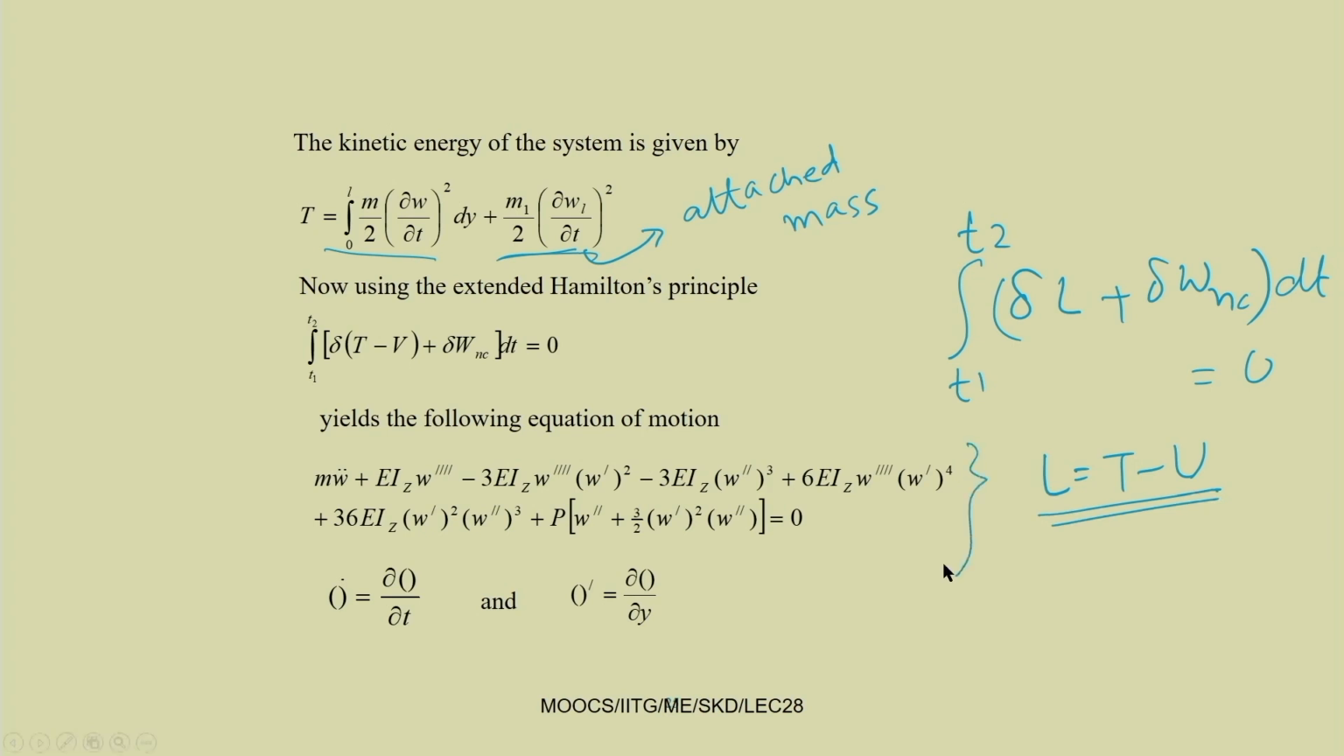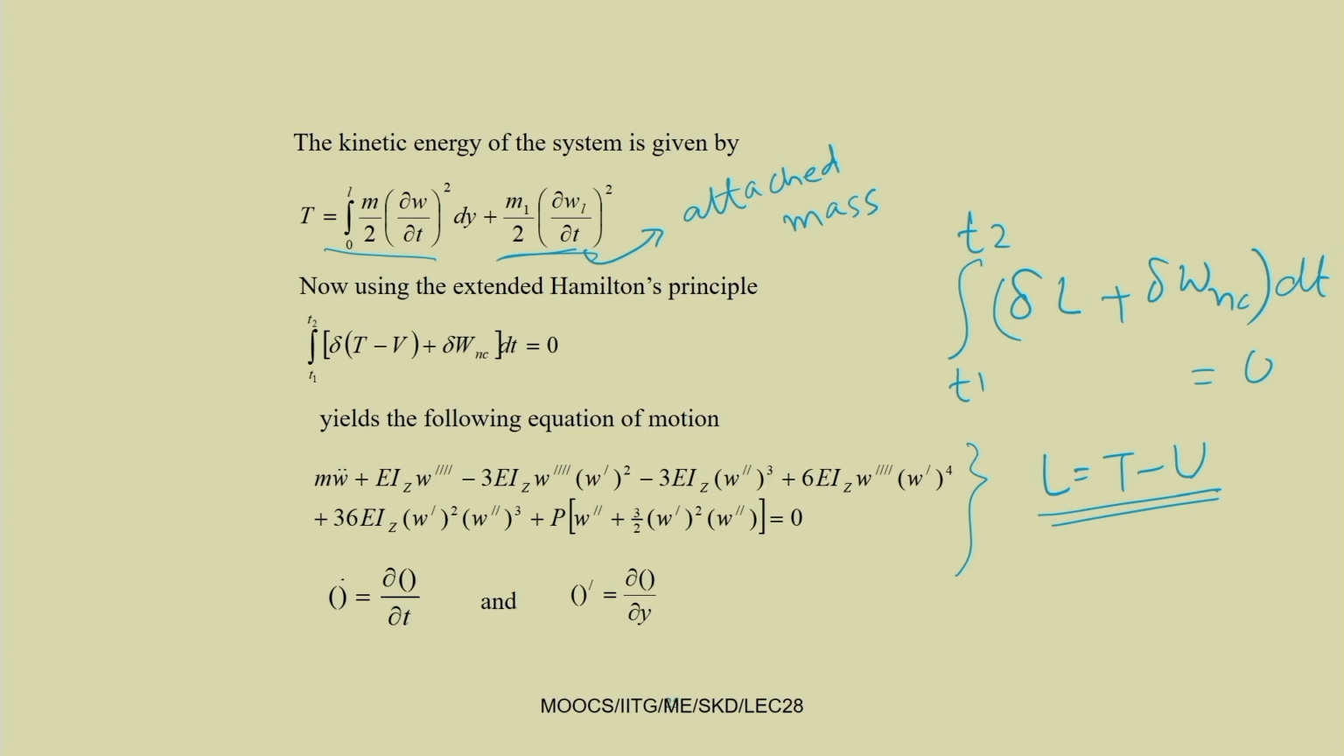So, here also we have this equation: m W double dot plus E I del fourth W by del S fourth, minus 3 E I del fourth W by del S fourth into (del W by del S) whole square, minus 3 E I (del square W by del S square) cube, plus 6 E I del fourth W by del S fourth into (del W by del S) to the power 4, plus 36 E I (del W by del S) whole square into (del W by del S)(del square W by del S square) cube, plus P into del square W by del S square plus 3 by 2 (del W by del S) whole square into del square W by del S square.